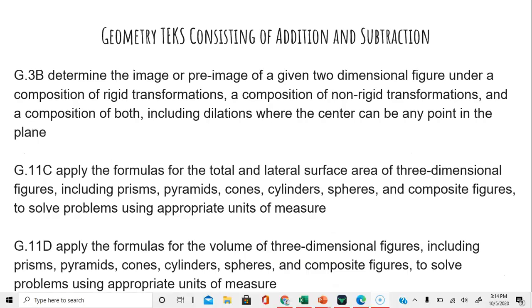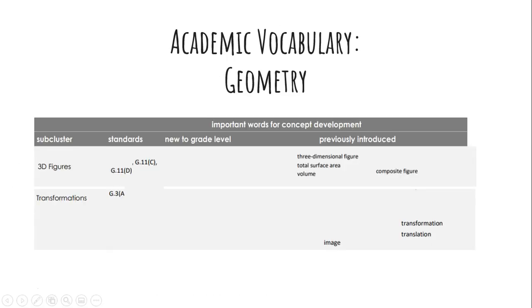Geometry TEKS consisting of addition and subtraction are G3B, G11C, and G11D. G3B focuses on transformations, like translations. G11C is two-dimensional composite figures, and G11D is three-dimensional composite figures. Please take a moment to review the academic vocabulary for geometry.